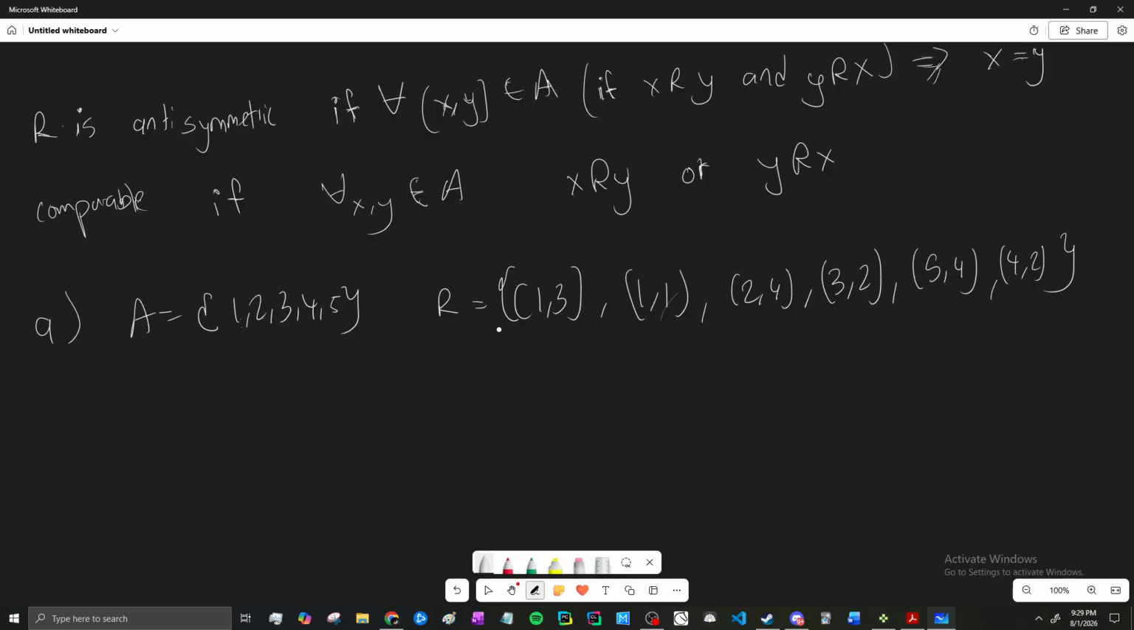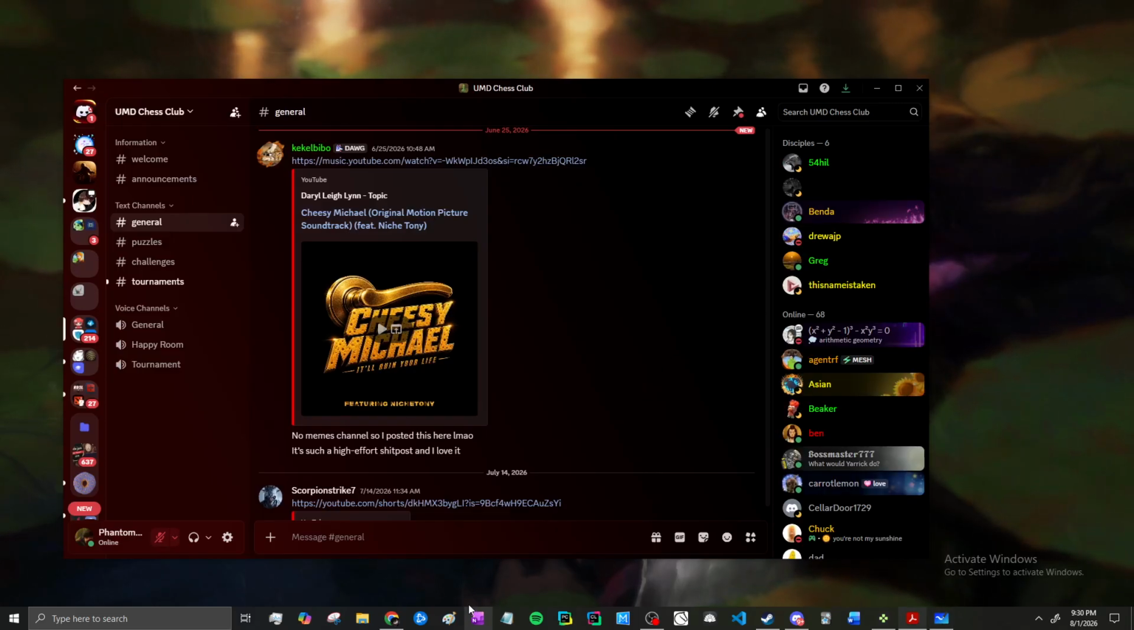So here we got to make sure x R y or y R x. Here, let's see. There's 1, 1. There's no 2, 2 here. This is not true because not every value is related. Now let me ask AI and see if it is comparable or not.